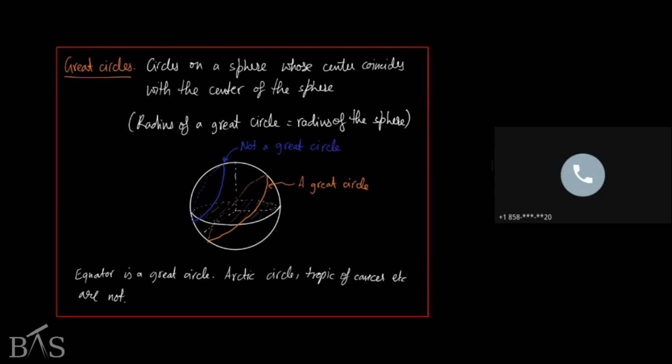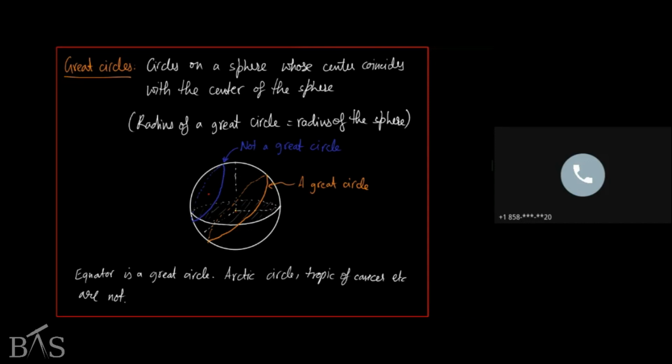So let's define what is a great circle. A great circle on a sphere is any circle whose center passes through the center of the sphere. Here I have drawn two circles. The orange circle is a great circle, and the blue circle is not a great circle. Why? The center of the orange circle coincides with the center of the sphere, whereas the center of this circle, which is here, does not coincide with the center of the sphere. So any circle whose center coincides with the center of the sphere is called a great circle.